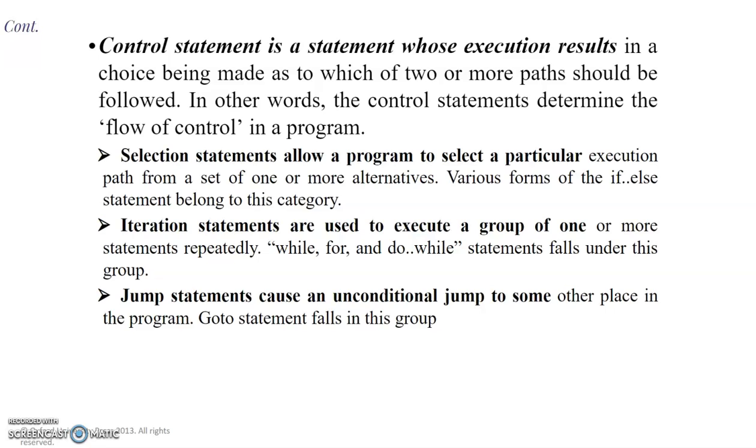These selection statements allow a program to select a particular execution path from a set of one or more alternatives. Various forms of if-else statement belong to this category along with the switch statement. Then the iteration statements are used to execute a group of one or more statements repeatedly. In C, we have while, for, and do while statements which belong to this category. Then the jump statements cause an unconditional jump to some other place in the program. For example, the goto statement is a jump statement in C programming.